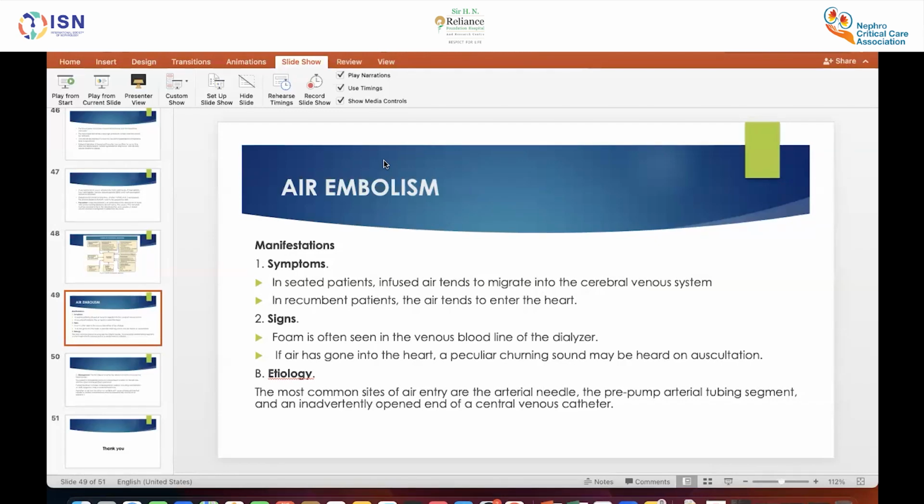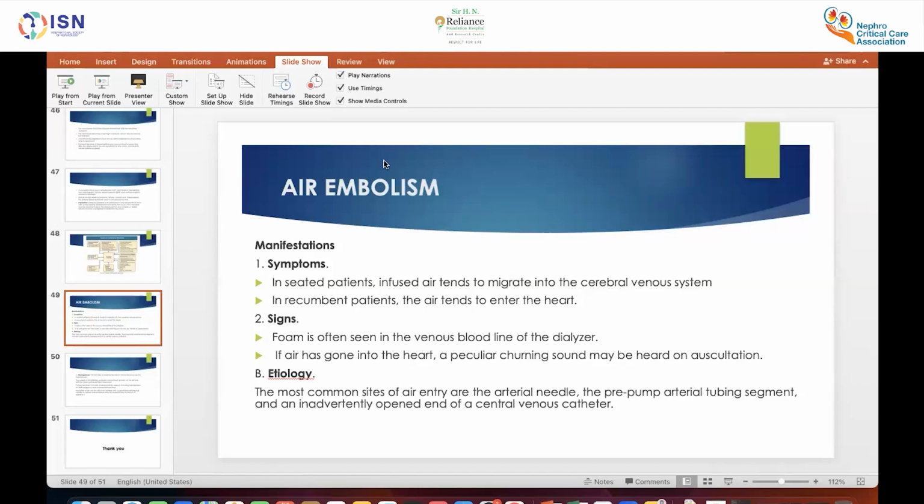The most important point for this air embolism to occur is basically what you said: opening of the central venous access. How can it happen? You have written, no? Open end of central venous catheter. Usually the central venous catheter will not be opened during dialysis. Rarely you can find that type of thing.